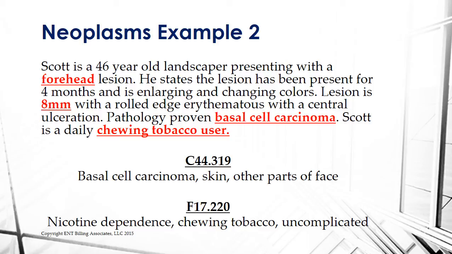Again, it is important to note how this documentation indicates a site, so in this example, the forehead/skin. It also goes over the type, so it's a basal cell carcinoma. It goes over the size, which is 8 millimeters, and it goes over the contributing factors because the patient states he's a daily chewing tobacco user. So you can see our 2 codes.